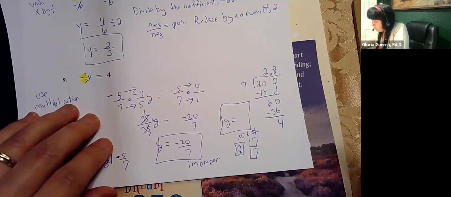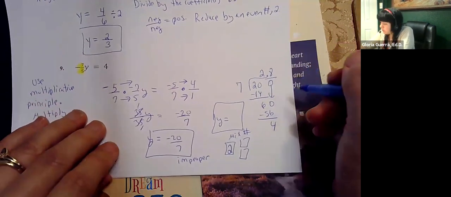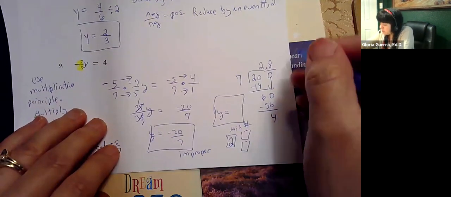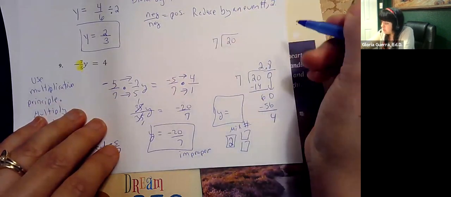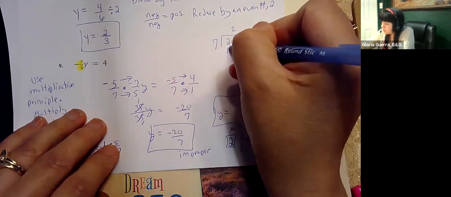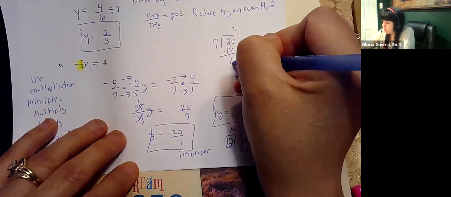If I'm going to do a mixed number, I think I'm changing into a decimal. If I want to do a mixed number, I would have stopped here, right? So 20 divided by 7. 7 goes in twice, that's 14. 15, 16, 17, 18, 19, 6 left over.